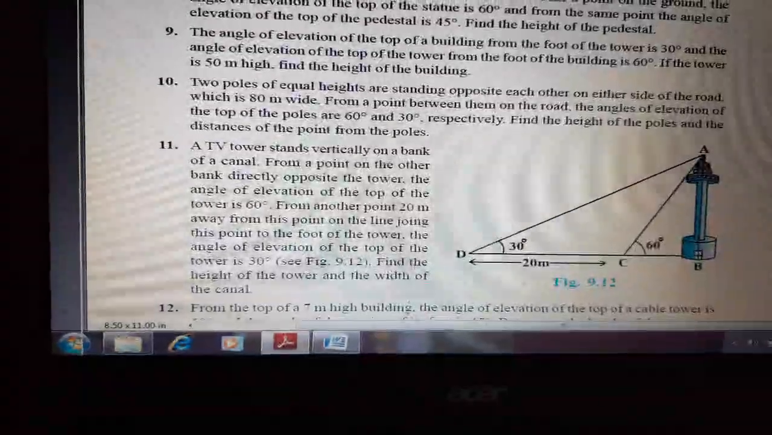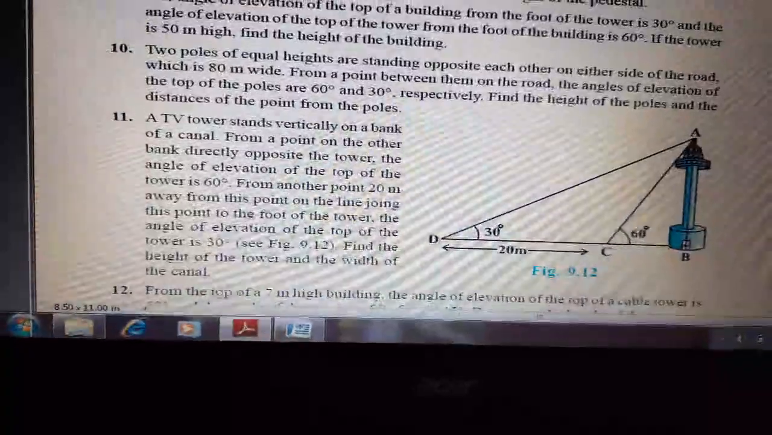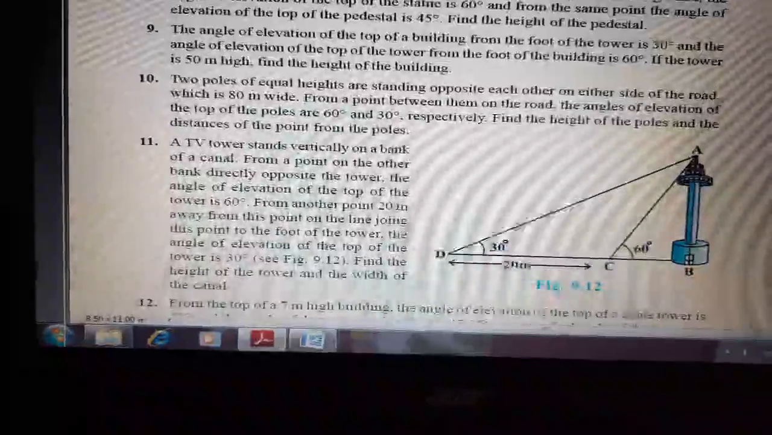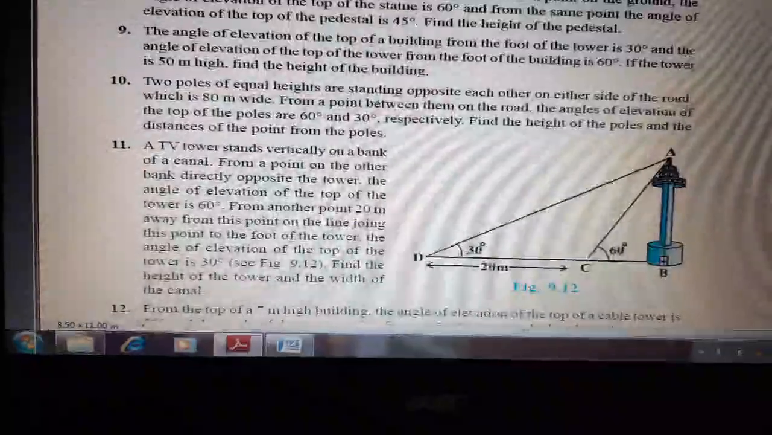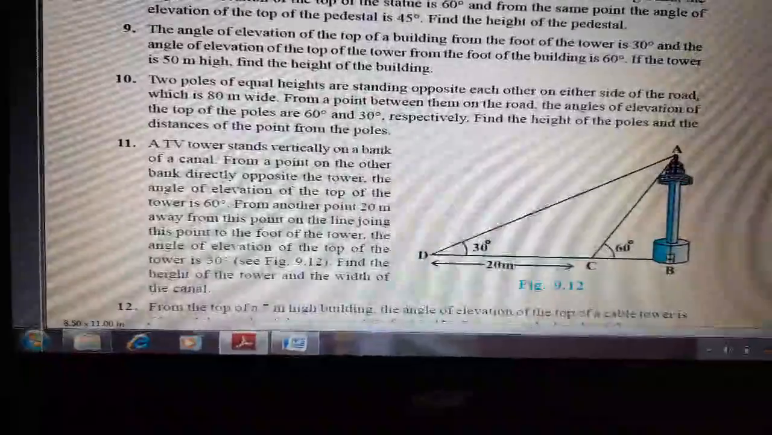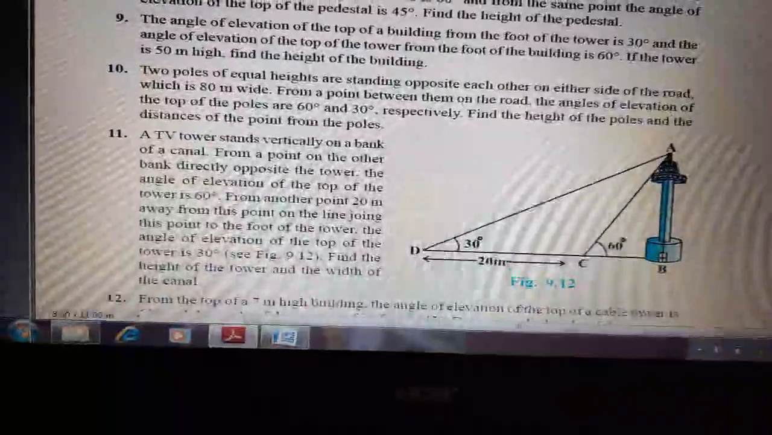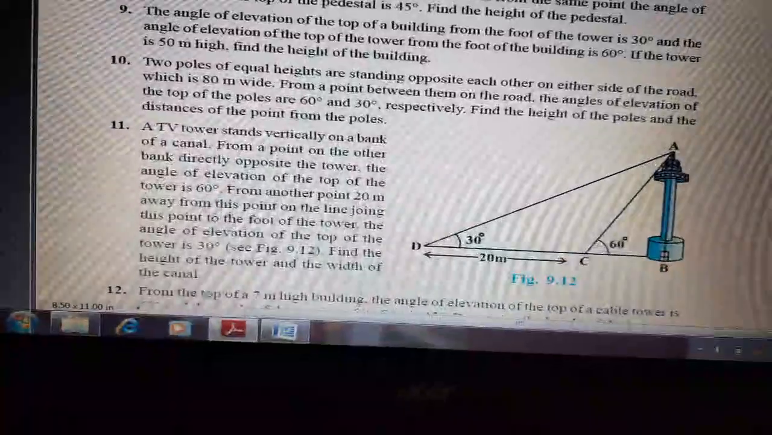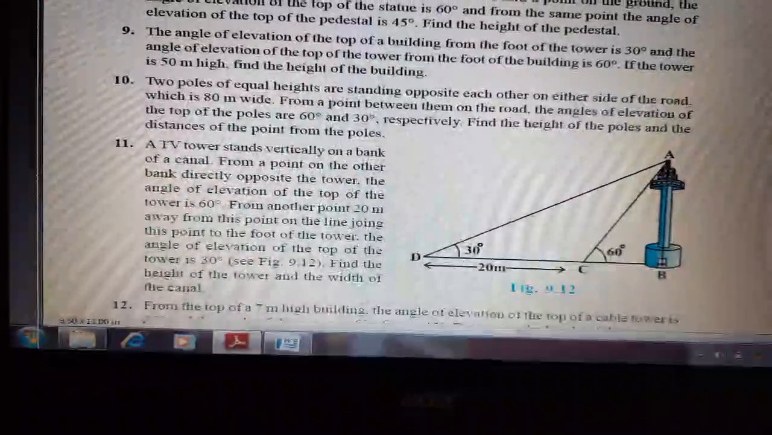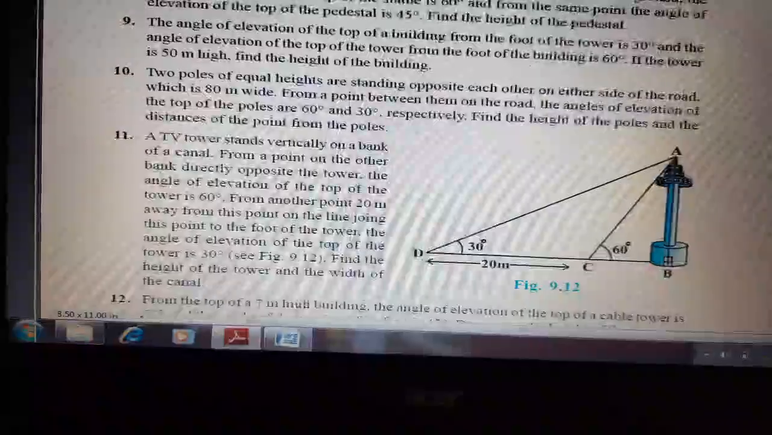In this video we are solving 9th 10th class chapter 9 exercise 9.1 question number 11. According to the question, a TV tower stands vertically on a bank of a canal. From a point on the other bank directly opposite to the tower, the angle of elevation of the top of the tower is 60 degree. From another point 20 meter away from this point, on the line joining this point to the foot of the tower, the angle of elevation of the top of the tower is 30 degree. Find the height of the tower and the width of the canal.